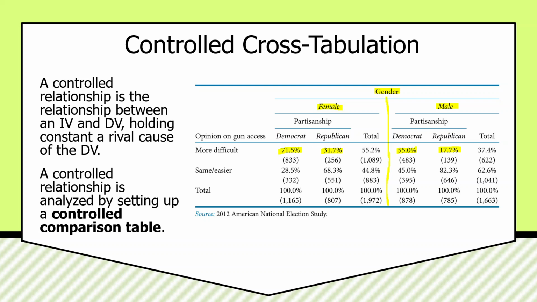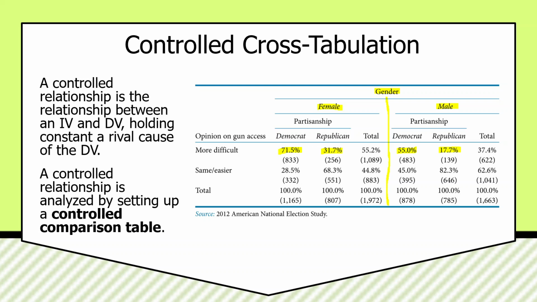Each of these comparisons just described, 71.5 and 31.7, and 55.0 and 17.7, are called controlled effects. In this table, there are two controlled effects of partisanship on gun control opinions: the one for women and the one for men. Two controlled effects.